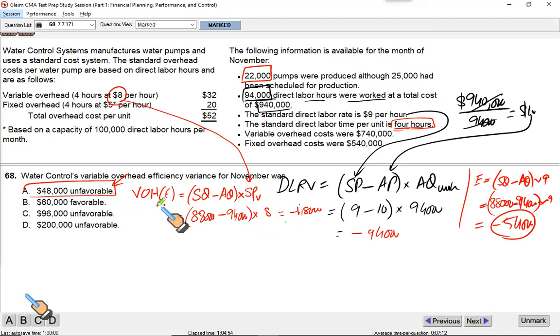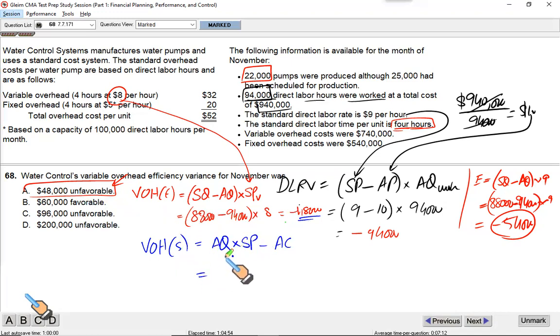Now, in the same question, if we twist this around and find the variable overhead spending variance, how do we find it? Spending variance is equal to the actual quantity of hours worked multiplied by the variable overhead absorption rate, also called the standard price, minus the actual variable overhead cost. Our result is there: 48 is our final answer, but we are just trying to play with the question.